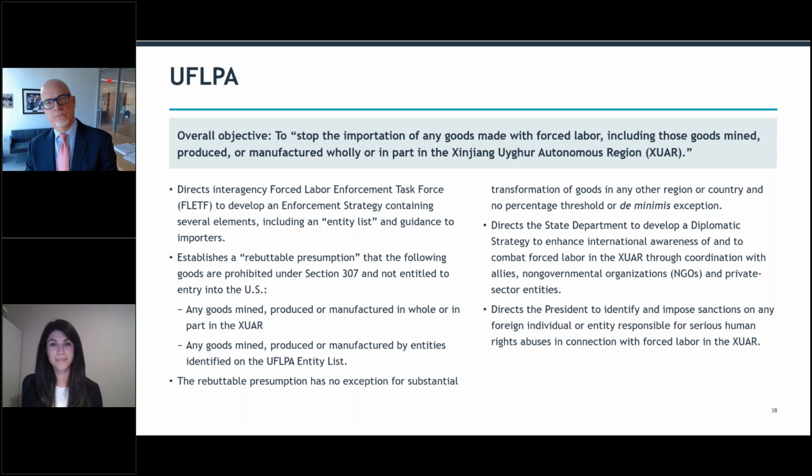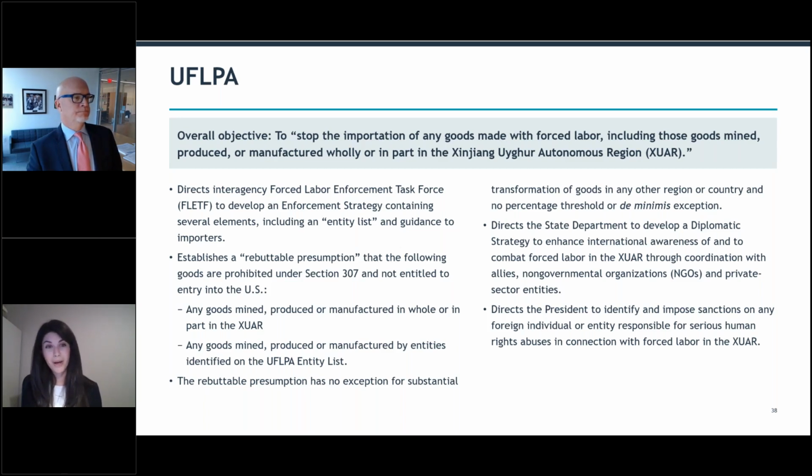And to do so, the UFLPA establishes a rebuttable presumption that goods are made with forced labor and thus prohibited from entry into the United States if they were, one, mined, produced, or manufactured in whole or in part in the XUAR, or, two, mined, produced, or manufactured in whole or in part by an entity on the UFLPA entity list. And that list is maintained by the Interagency Forced Labor Enforcement Task Force, or FLETF, and I'm going to be talking about that a little bit later and go into a little more depth on FLETF.